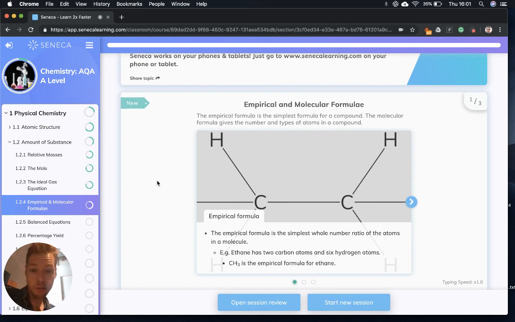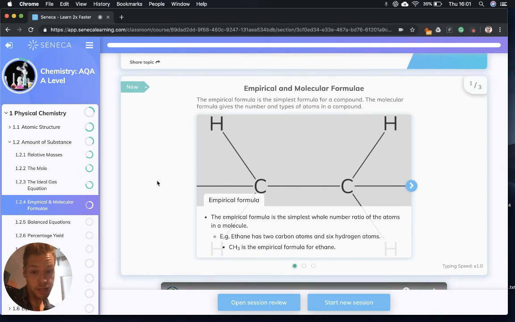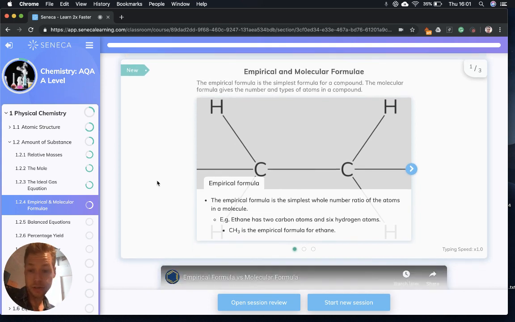The empirical formula is the simplest formula for a compound. The molecular formula gives the number and types of atoms in a compound. So, empirical formula, think of that as the simplest whole number ratio of atoms in a molecule. And I would learn that definition. It can definitely come up on your exam.